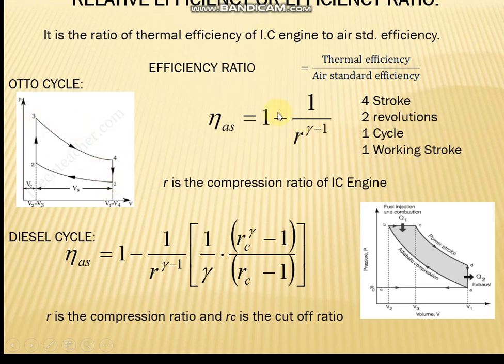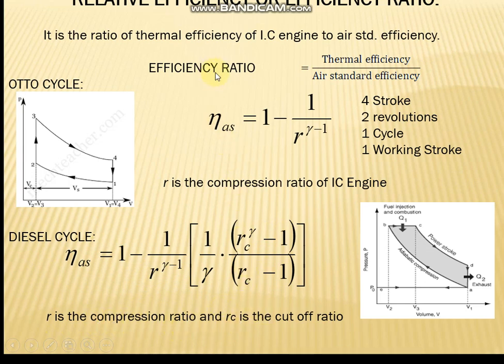Therefore, NC equals n by 2 for four-stroke engines. R is the compression ratio of the IC engine. Now for a diesel engine, there is suction, compression, then constant pressure heat addition, then expansion and then exhaust. For that, the air standard efficiency for the diesel cycle is 1 minus 1 upon R raised to the gamma minus 1, times gamma cutoff ratio raised to the gamma minus 1 divided by gamma times cutoff ratio minus 1, where R is the compression ratio and RC is the cutoff ratio.